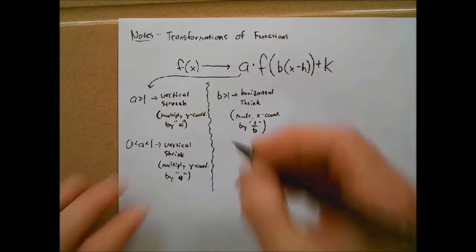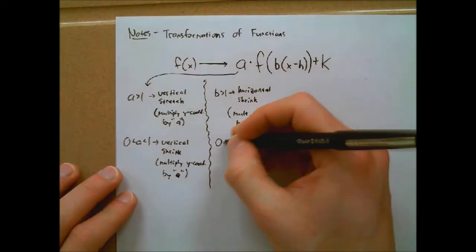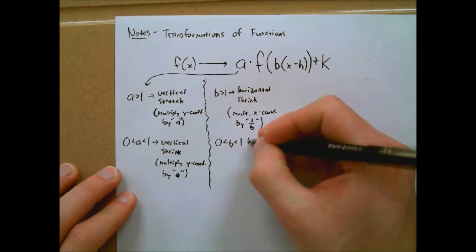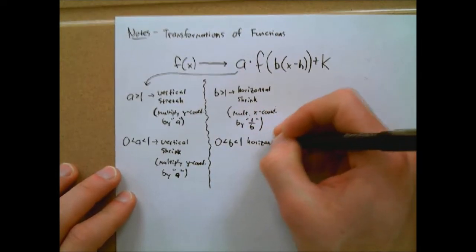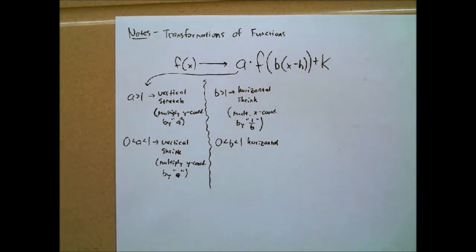It's just the x coordinates are going to multiply by 1 over b. Okay, and then if you wanted to make it stretch, you would do any number between 0 and 1. So like 1/2, you put a 1/2 x there like that. That was a horizontal stretch.